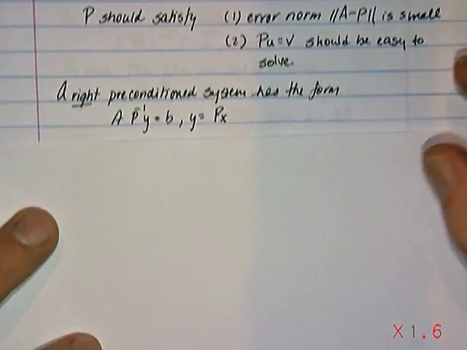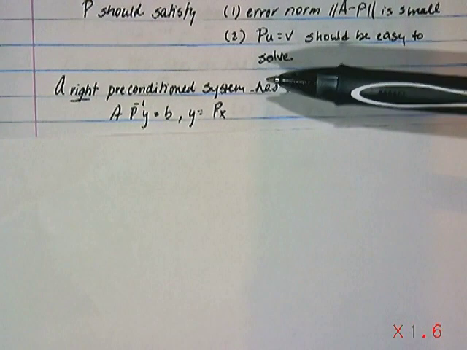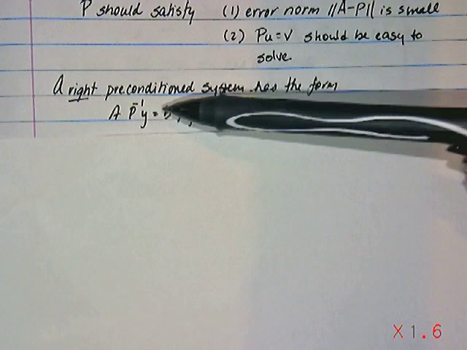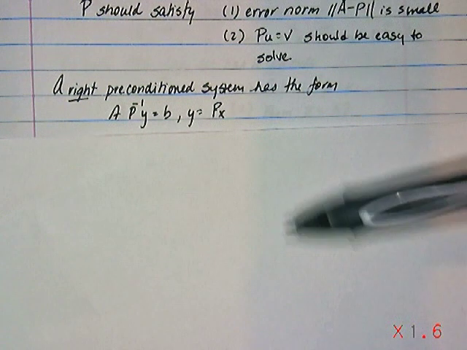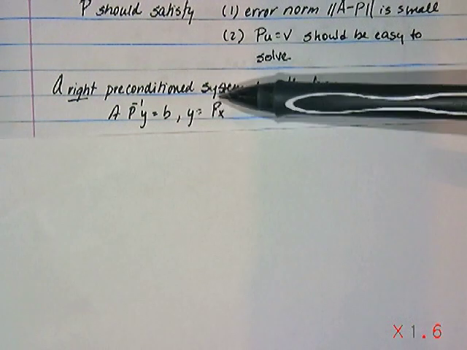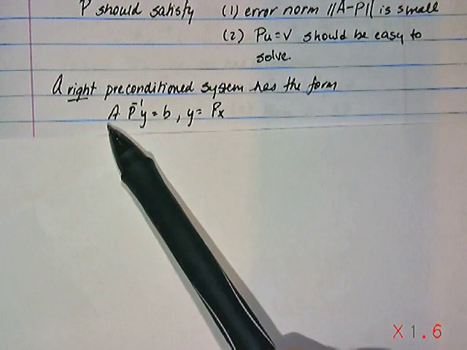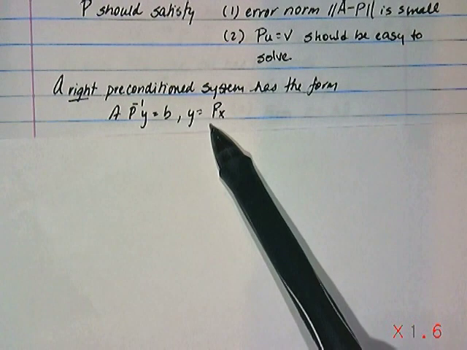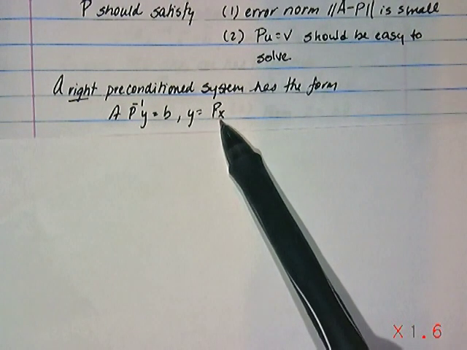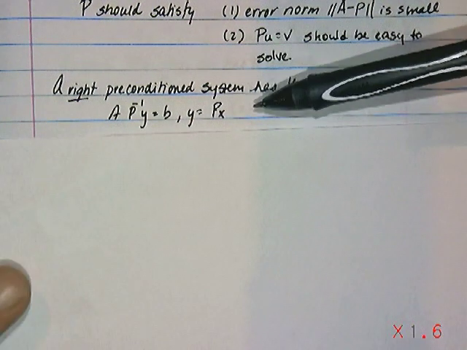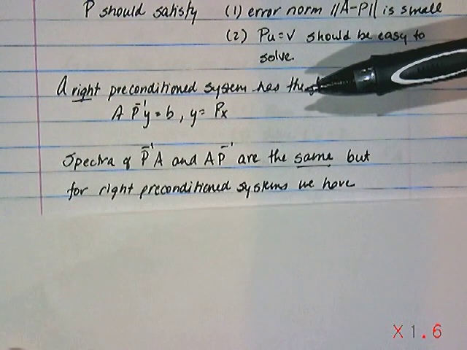If you had a right preconditioned system, you would be multiplying on the right with P inverse rather than on the left. And you would end up solving this system, A P inverse Y equals B, where Y would have to be P times X. Because you could see, then you would have A P inverse P, which would be the identity, times X. So that's A times X equals B. So this is the system you would be solving.